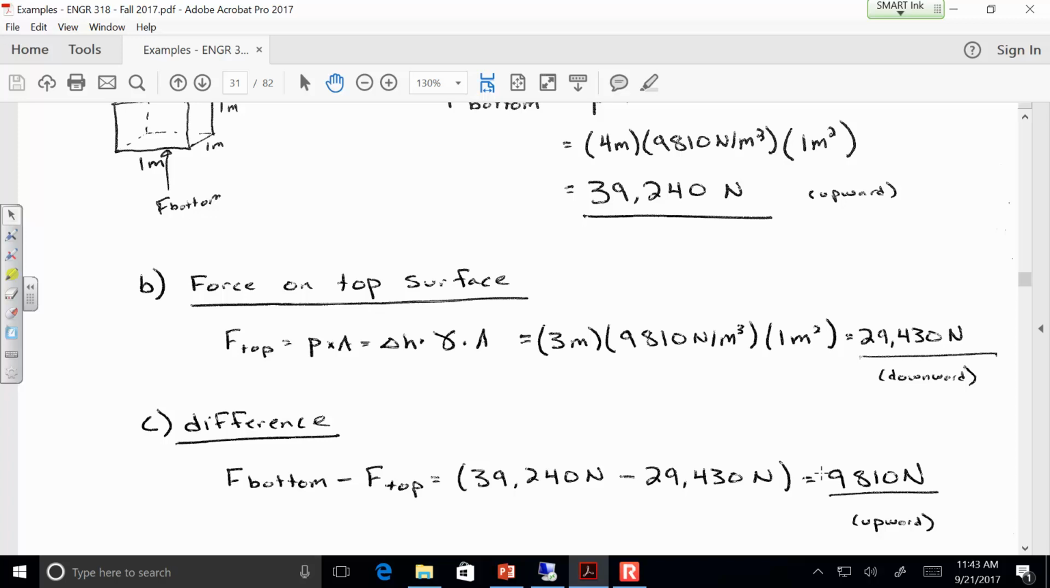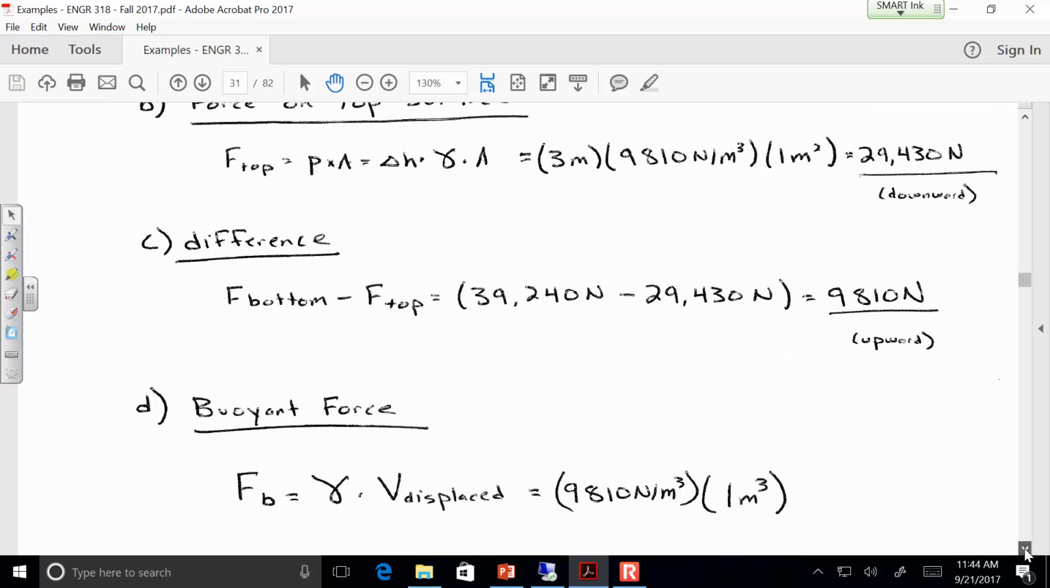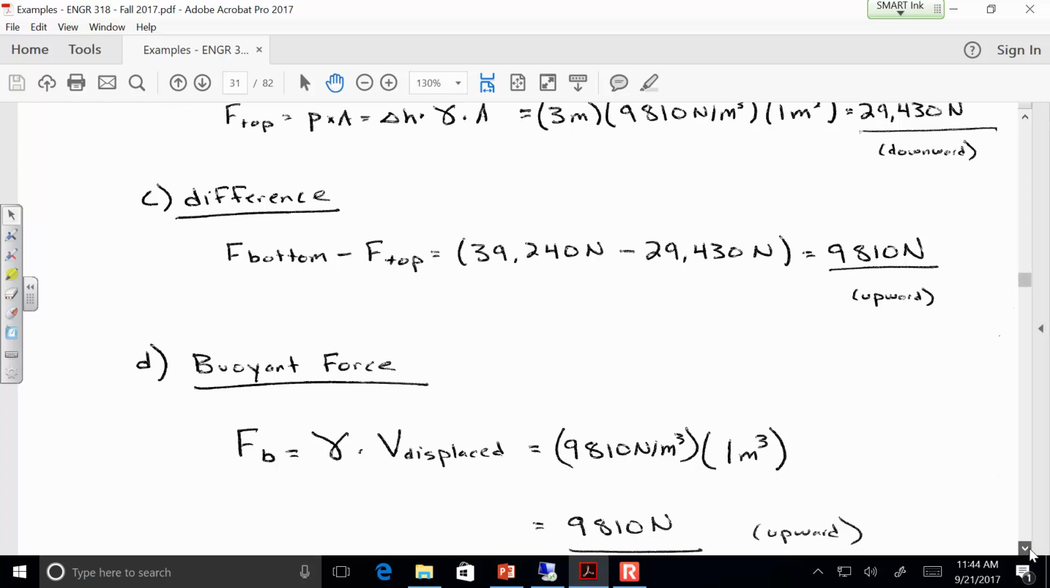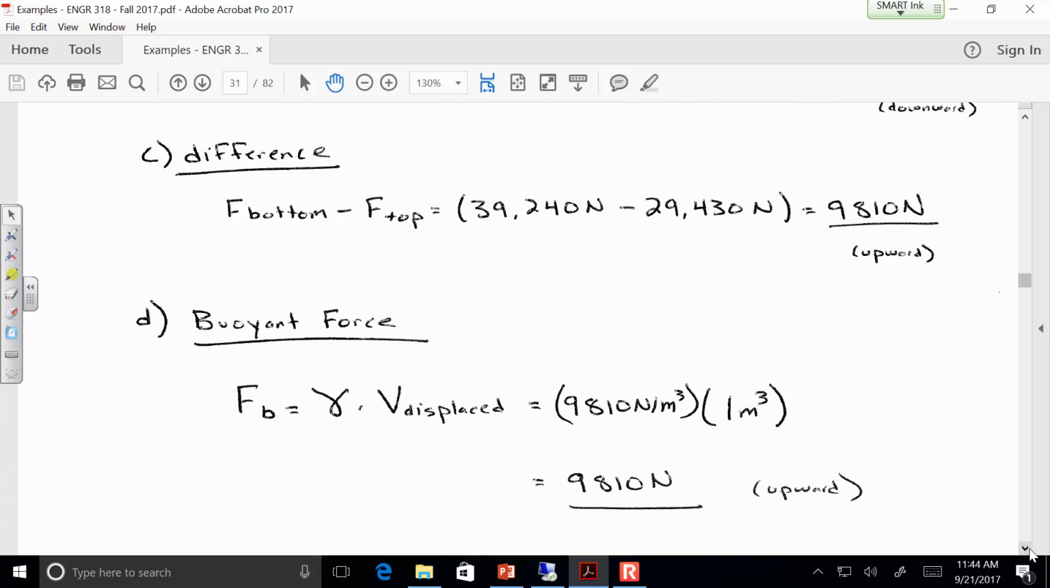And so if we just have 1 cubic meter of water, and water is 9810 newtons per cubic meter, then that's why it's that familiar value there, is the difference between the two. And just as the proof, we can also just calculate the volume displaced multiplied by the unit weight, 1 cubic meter times 9810 gives us 9810.